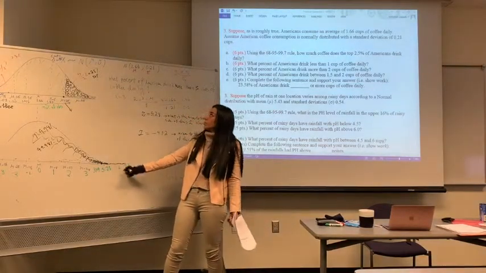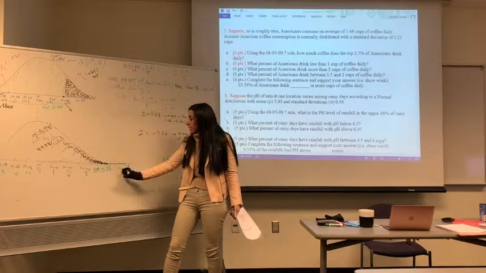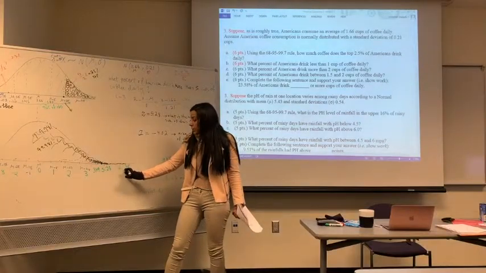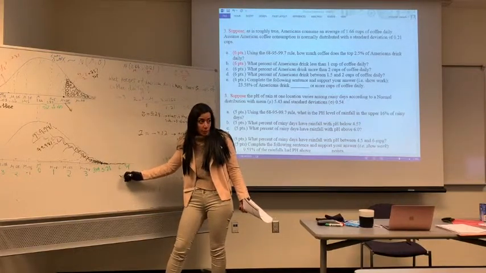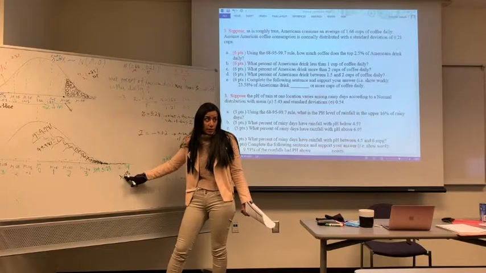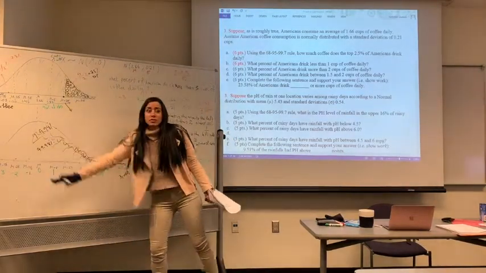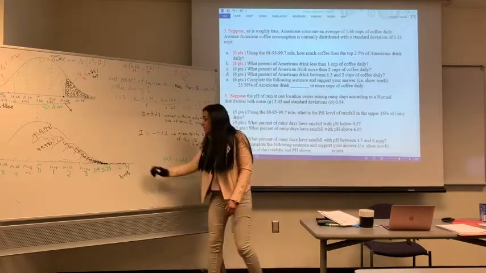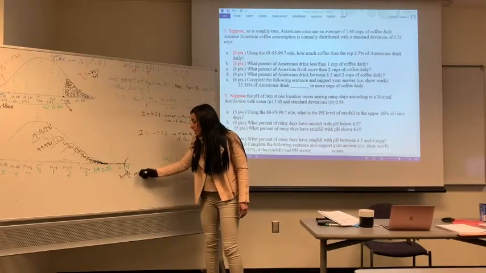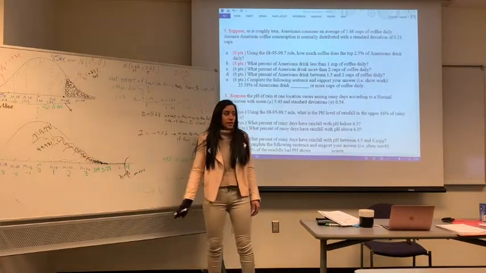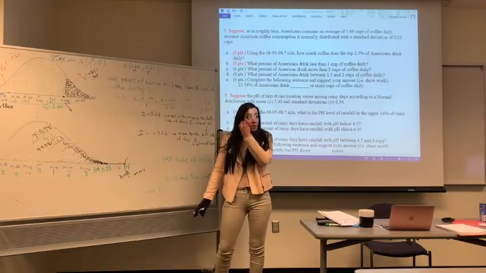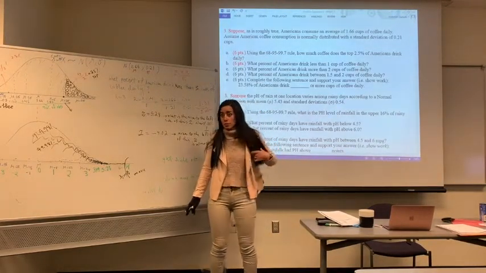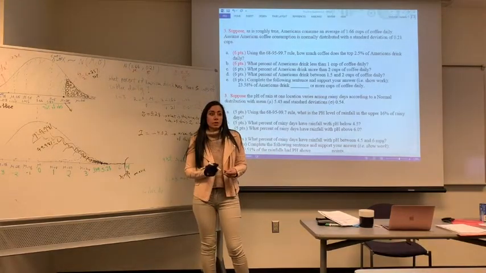And if we want to relate this to the example, we will say almost 100% of Americans drink less than this many cups of coffee, which was 3 cups of coffee, correct? Almost 100% of Americans drink less than 3 cups of coffee daily. And then what percent of Americans drink more than 3 cups of coffee daily? So it will be 100 minus 100, which is 0, correct? So is that clear now? Yes. Okay, good.